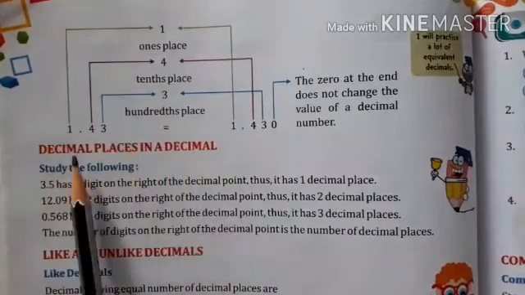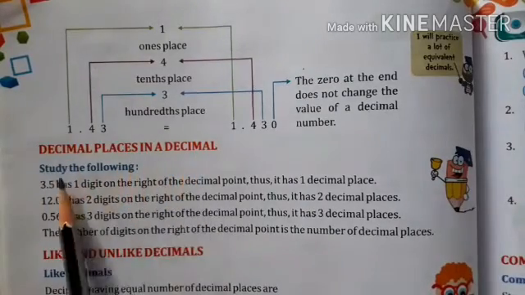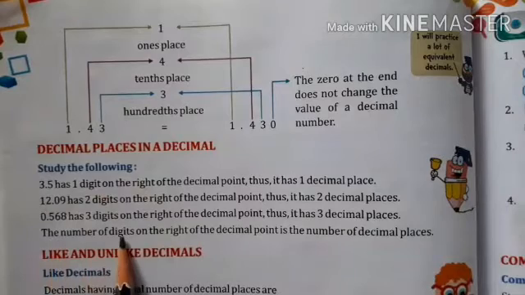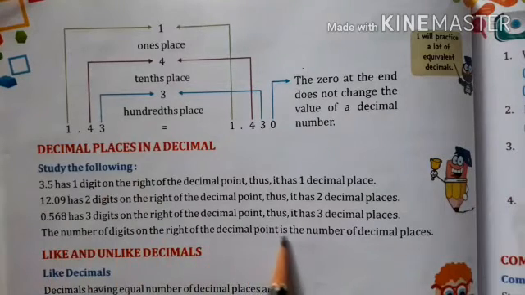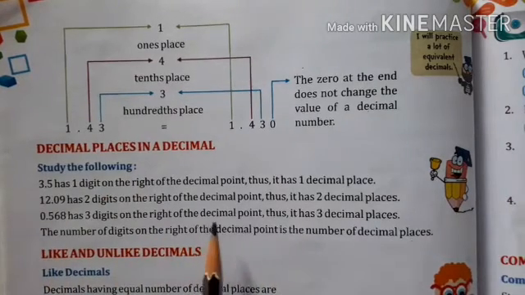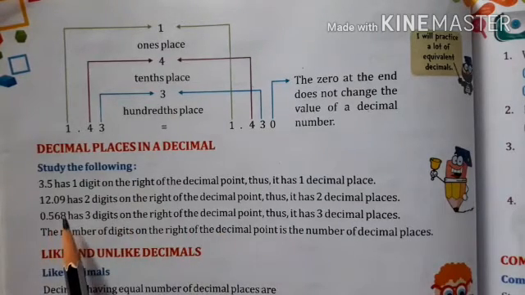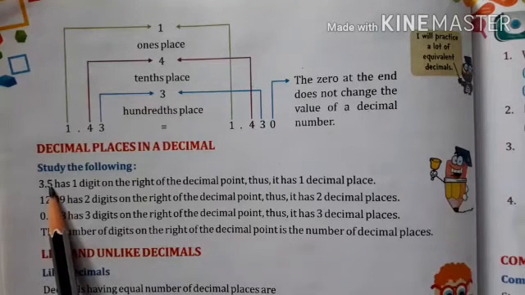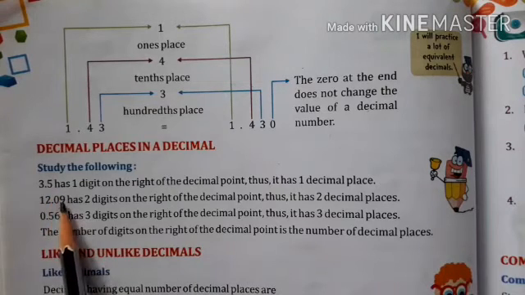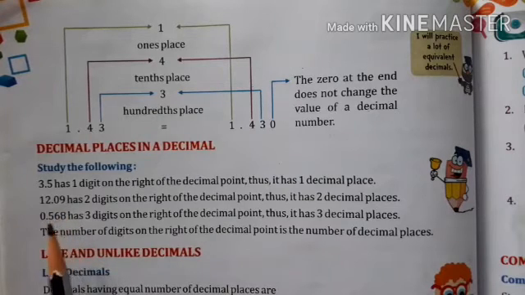Now come to decimal places in a decimal. Study the following. The number of digits on the right of the decimal point is the number of decimal places. So we have to check on the right side of the decimal point how many digits are there. Okay. If there is only one digit on the right side of the decimal point, then it has one decimal place. If there are 2 digits on the right side of the decimal point, then it has 2 decimal places. And if there are 3 digits on the right side of the decimal point, then it has 3 decimal places.